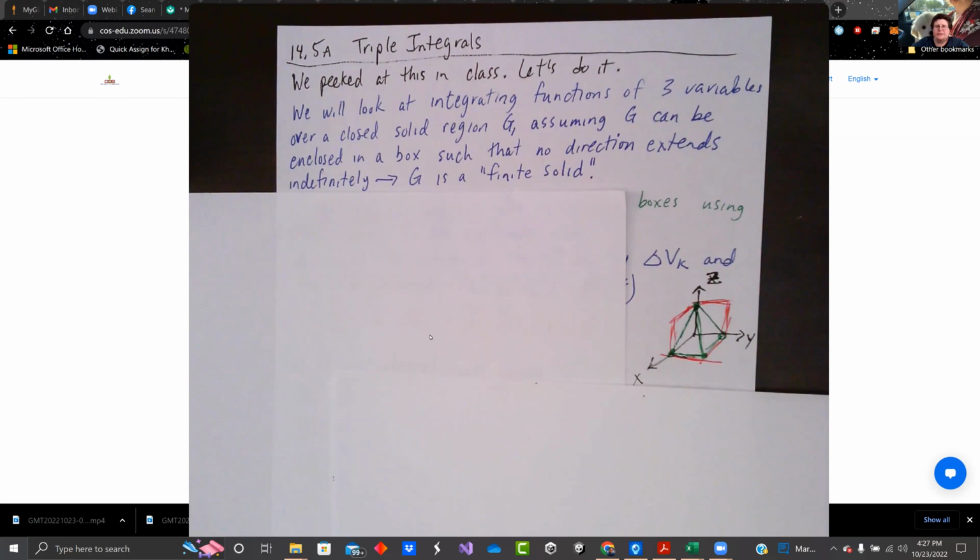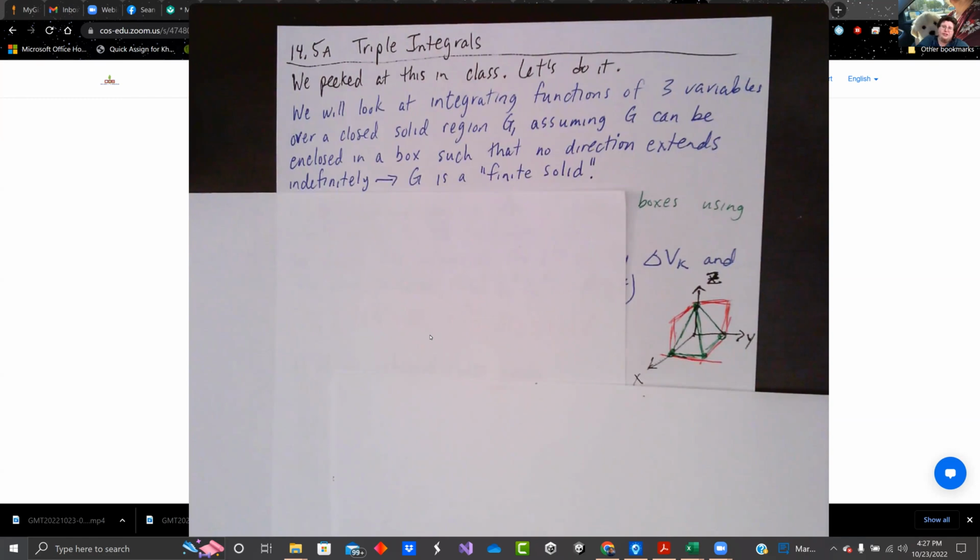This is section 14.5 in Calculus 3, and we're using Anton's 11th edition book on early transcendentals. 14.5 is on triple integrals. Let's just jump right into it. We peeked at this in class before when we started doing multiple integrals. Let's just go into the full thing.